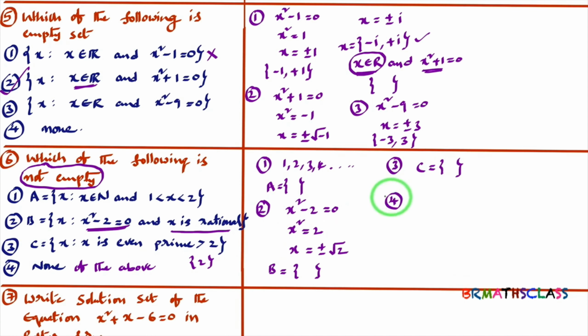What about the fourth option? In the fourth option, they are saying none of the above is not an empty set. Yes, the first one is an empty set, the second one is an empty set, the third one is also an empty set. So obviously we will choose the option none of the above.